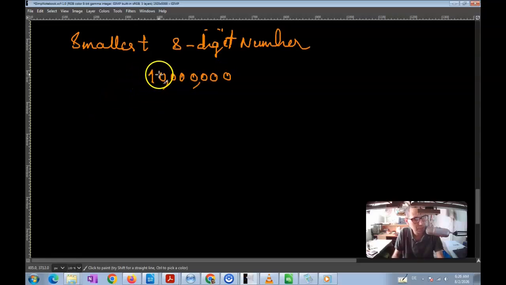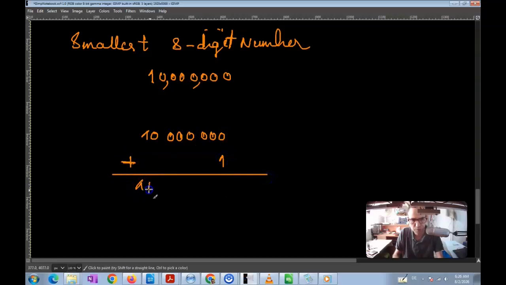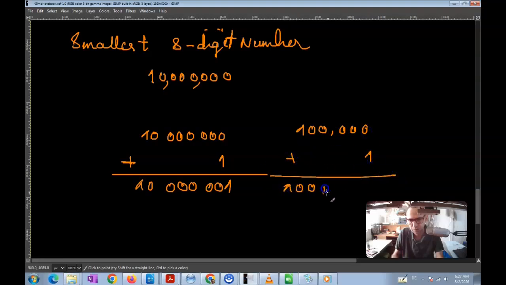Now we want to write the next 5 numbers. When you write a number and want to get to the next number, of course you have to add 1 to that number, right? So 10 million plus 1 would be 10 million 1. Or for example, 100,000 plus 1 would be 100,001, and so on and so forth, right?